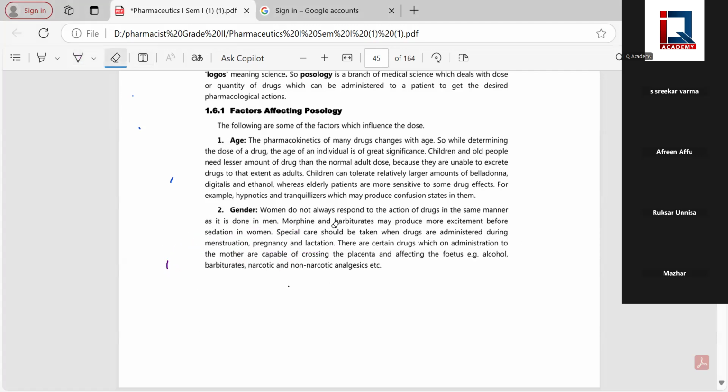So there are certain drugs which, when administered to the mother, are capable of crossing the blood placental barrier. Such drugs should not be given because they are going to affect the fetus. Examples: alcohol, barbiturates, narcotics, and other drugs, right? So please note down the examples of such drugs. I have highlighted them: alcohol, barbiturates, narcotics, and many others.